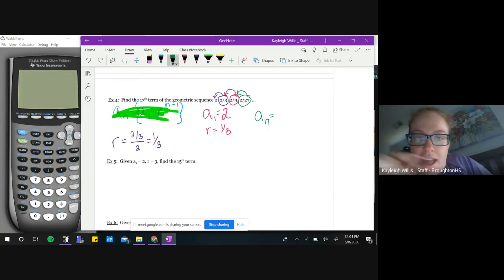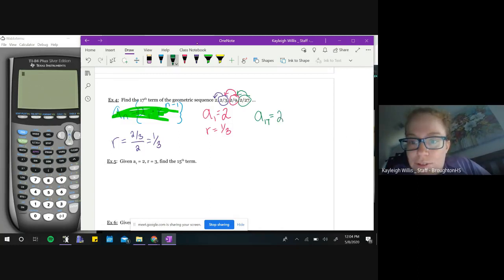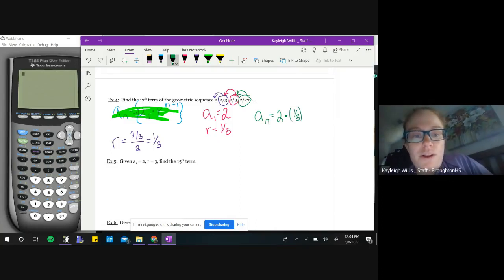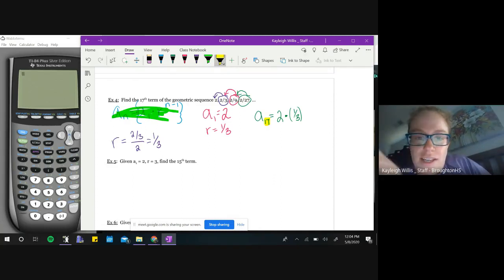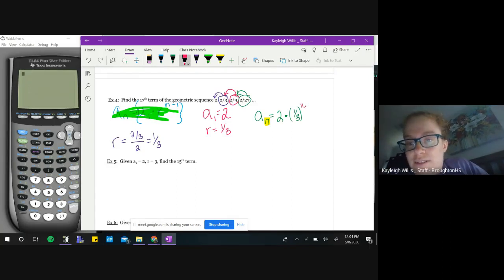So I have a sub 17 equals my a sub 1 is 2, because that's the first term, times, I want to make sure I put this in parentheses, especially since it's a fraction, 1/3 raised to the n minus 1. Well, my n is whatever's down here. So this right here is my n. So my n is 17, and 17 minus 1 we know is 16.